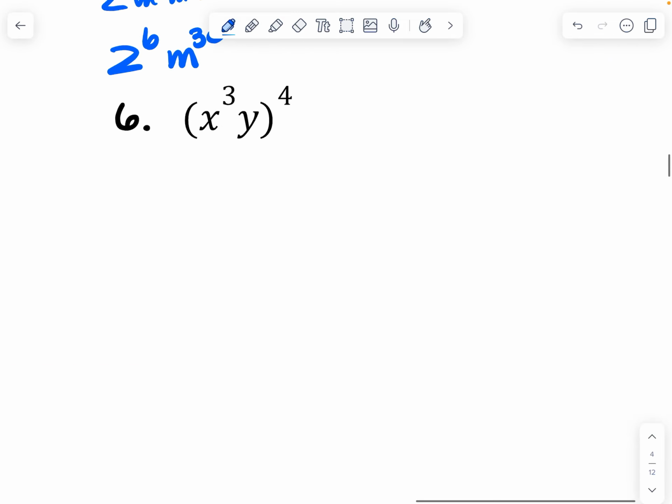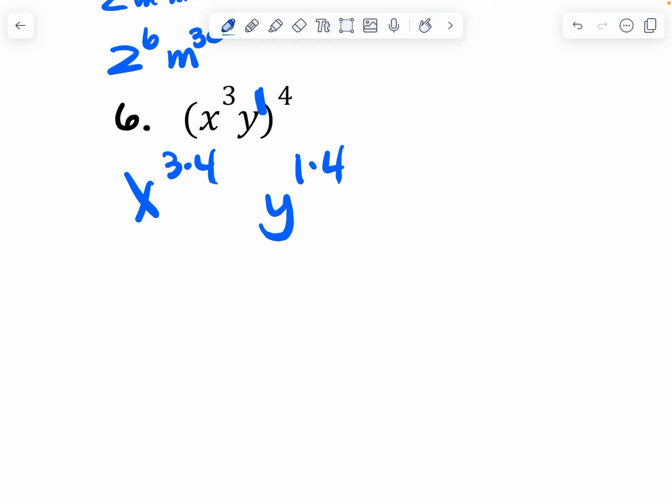And last but not least in this section, again, remember there's an exponent of 1 here. 3 times 4, 1 times 4. So x to the 12th, y to the 4th.